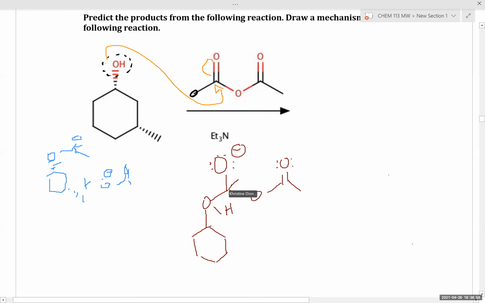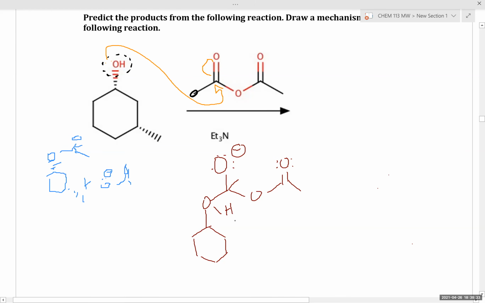Perfect. And now when our tetrahedral intermediate collapses, what's our best leaving group? The alcohol or acetate? Sure, you can show the deprotonation step where triethylamine pulls off this proton. That's reasonable, sure.